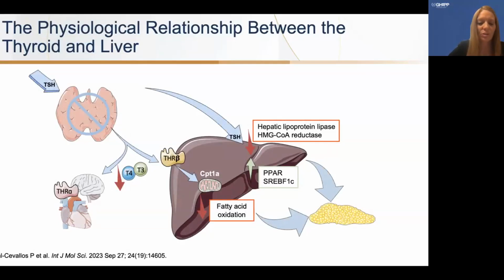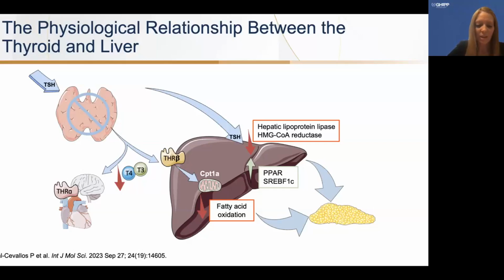So the hypothalamus pituitary axis promotes the production of TSH, which then causes the thyroid to produce thyroid hormone, T4, which is converted into T3. This then is taken up by various tissues throughout the body. Most tissues have the thyroid hormone receptor alpha, in the brain and the heart, for example. But the thyroid hormone receptor beta is primarily expressed in the hepatocytes.